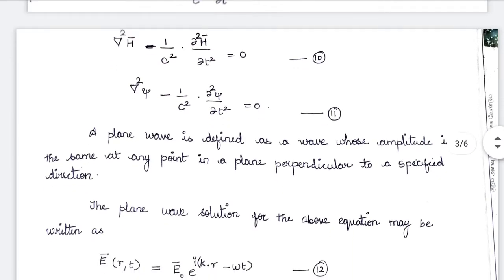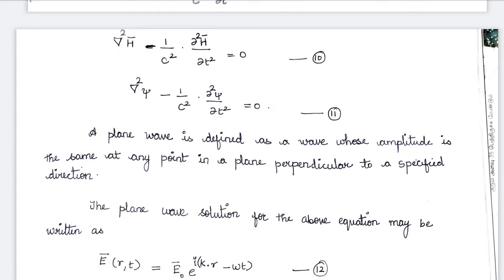A plane wave is defined as a wave whose amplitude is the same at all points in a plane perpendicular to a specified direction. So this is how we define a plane wave. It is simply a wave whose amplitude, that is the maximum displacement from its mean position, is the same at any point in a plane perpendicular to a specified direction.